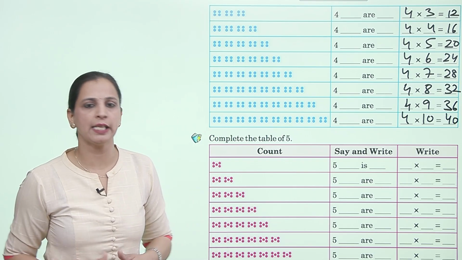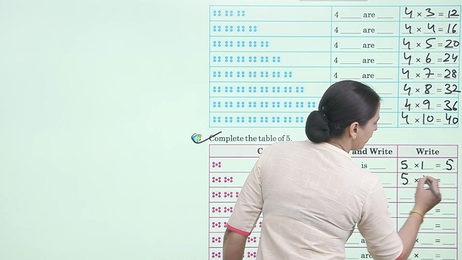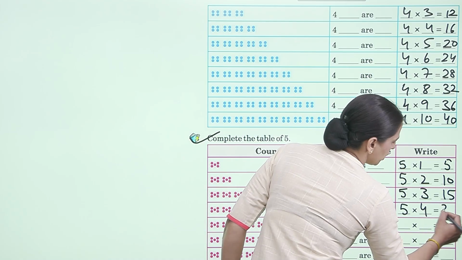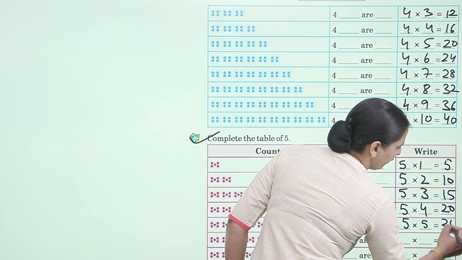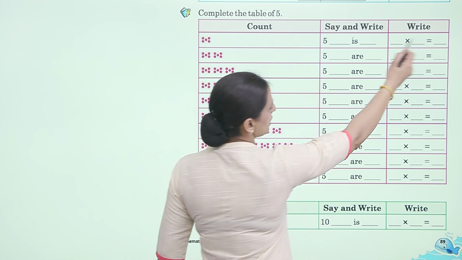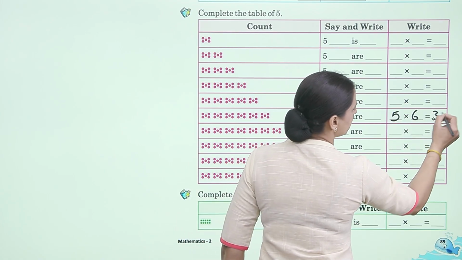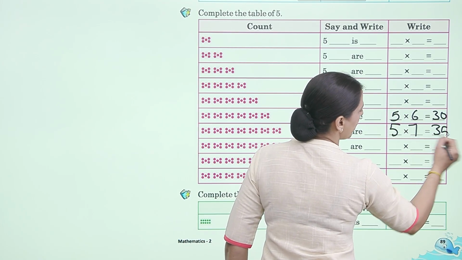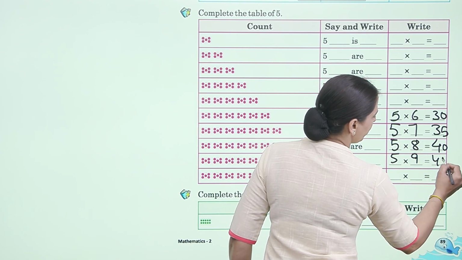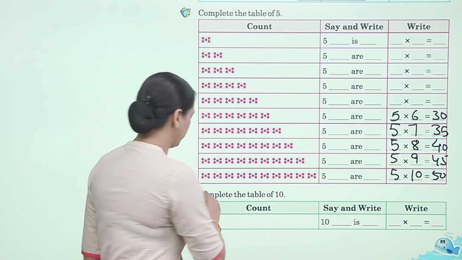नाउ नेक्स्ट इज कंप्लीट द टेबल ऑफ 5. 5 1s are 5, 5 2s are 10, 5 3s are 15, 5 4s are 20, 5 5s are 25, 5 6s are 30, 5 7s are 35, 5 8s are 40, 5 9s are 45 and 5 10s are 50.